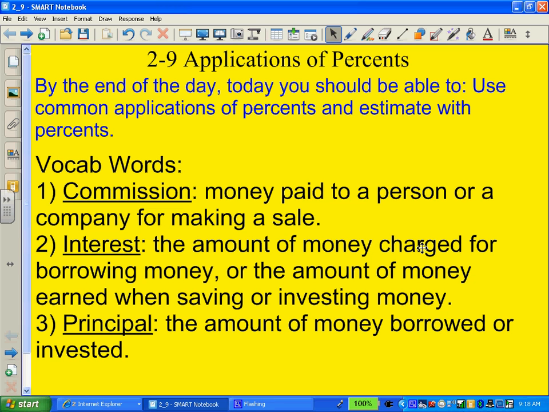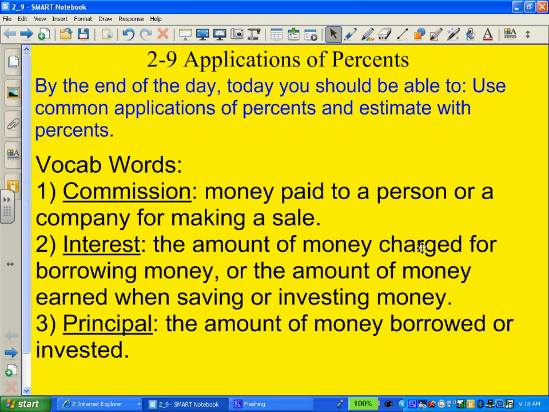So you have 3 vocab words today. Commission is money paid to a person or a company for making a sale. You've probably heard about people who work on commission. That's like car salespeople. When they sell a car, they get part of that money for their salary. Sometimes when you go into stores, people like clothing store employees might work on commission.